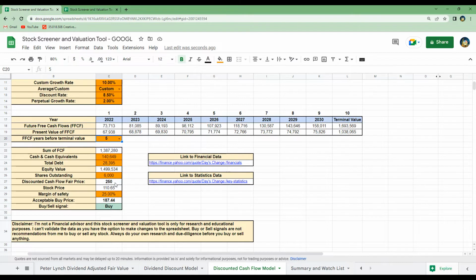And as you can see, this fair stock price is more than twice as high as the current stock price for Google. And then by applying our margin of safety of 25%, we get an acceptable buy price of $187.44. As this value is above the current stock price, the spreadsheet will now give us a buy signal.